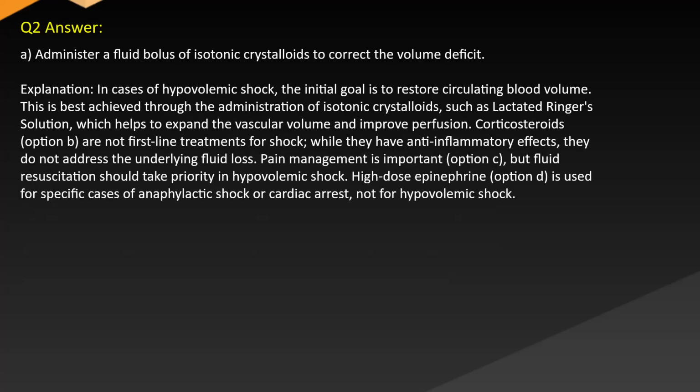Answer. A. Administer fluid bolus of isotonic crystalloids to correct the volume deficit. Explanation. In cases of hypovolemic shock, the initial goal is to restore circulating blood volume. This is best achieved through the administration of isotonic crystalloids, such as lactated Ringer's solution, which helps to expand the vascular volume and improve perfusion.